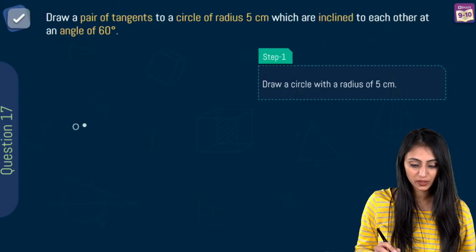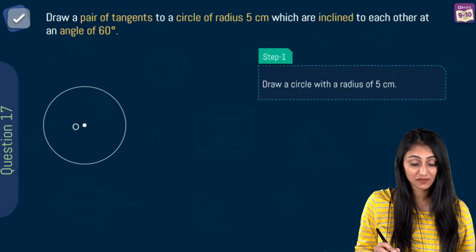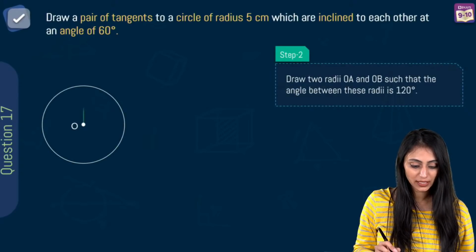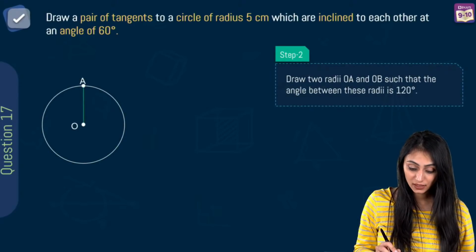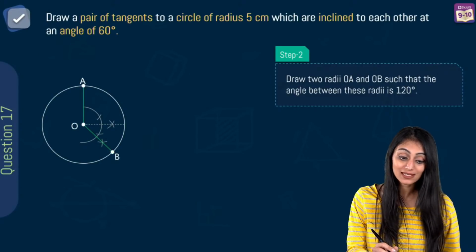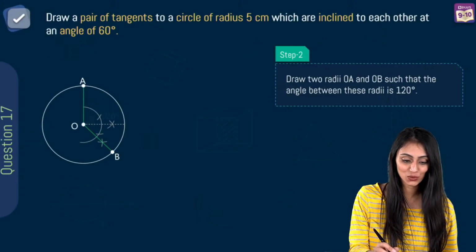Alright, so what we will do here is, first of all, let's draw a circle of radius 5 centimeter as the question says. Then let's mark the two radii OA and OB. At the center we have to draw an angle of 120 degrees using the compass. Alright, so we'll draw this angle and let's mark this radius as OP. Right, so two radii we have.